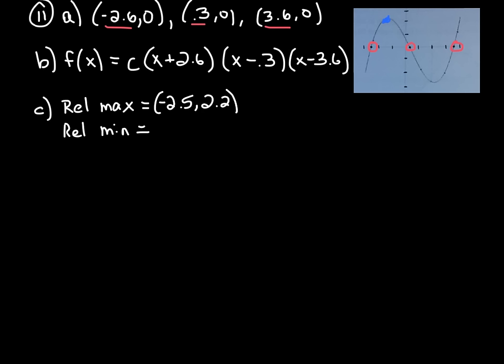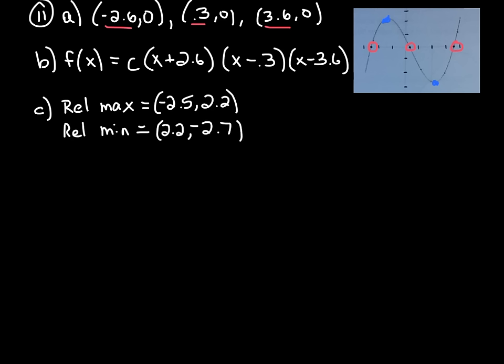And then the relative min is right about here. So I would estimate that to be, I guess, about positive 2.2 and then negative 2.7. Okay, as long as you're somewhere around there. I mean, who's to say my estimates are better than yours, right? So as long as it's somewhere close, then you're fine.